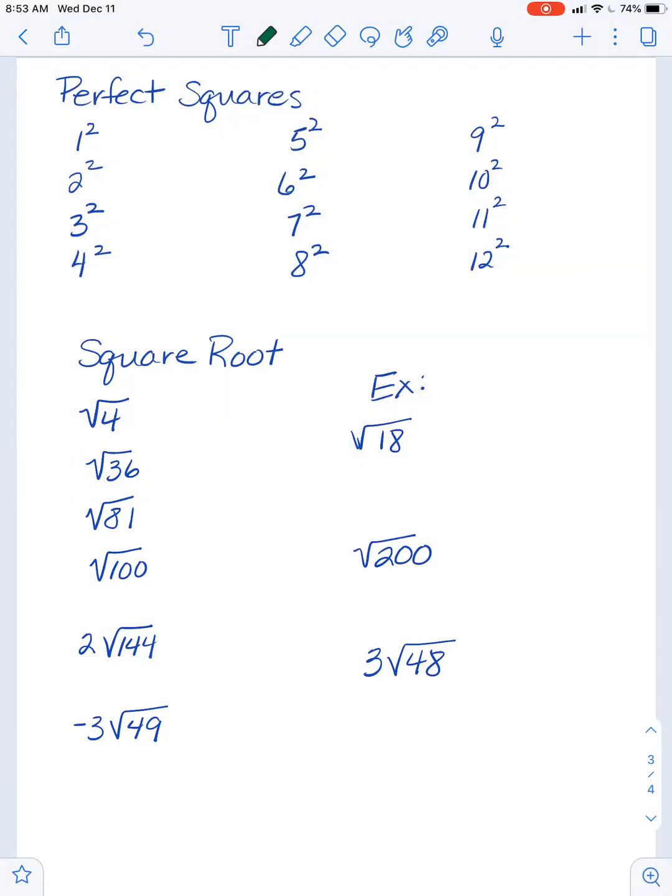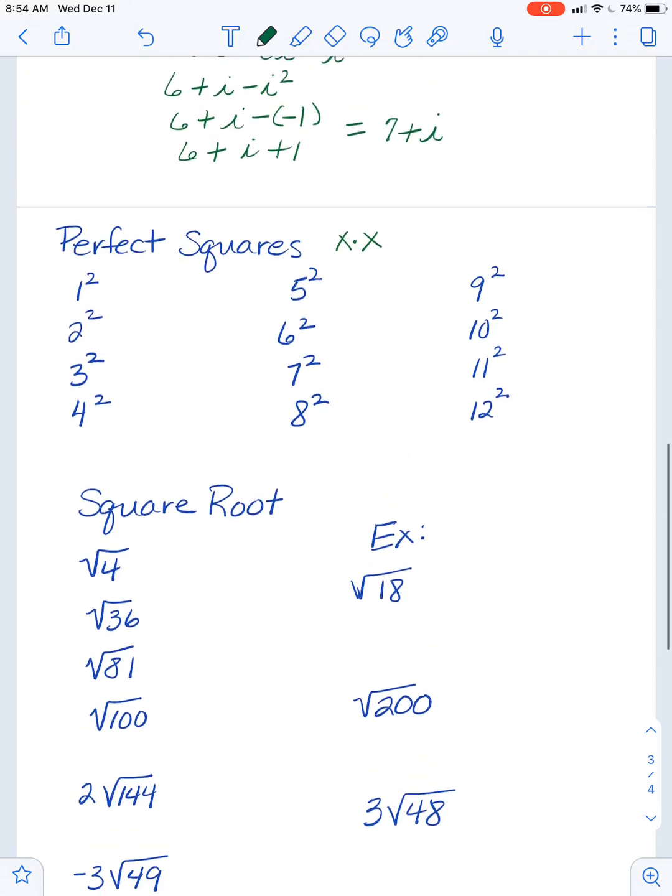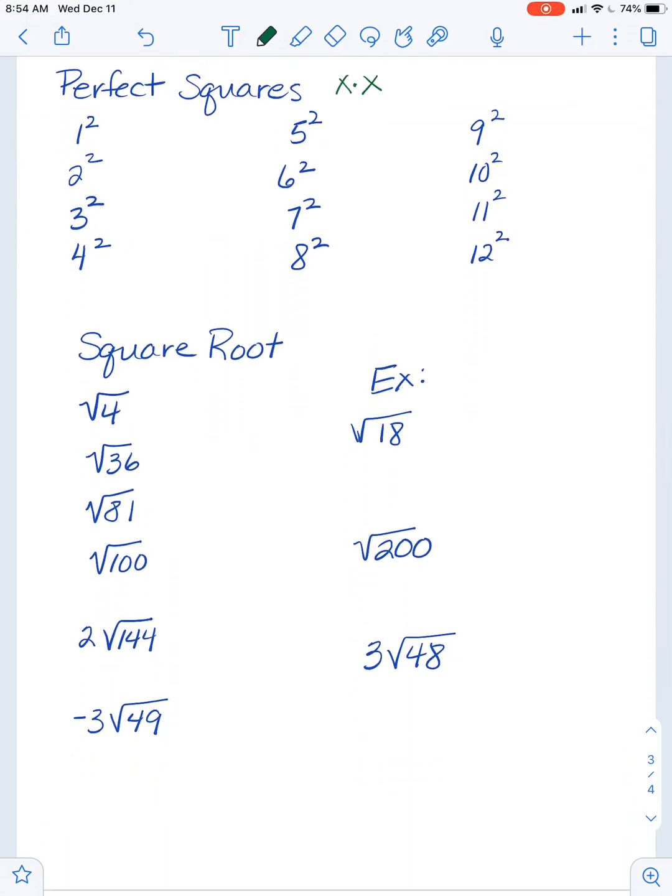Okay, so this review video is going to focus on perfect squares and square roots. So you should know your first 12 perfect squares. A perfect square, again, is any number times itself, and then you'll always get, again, that number squared.